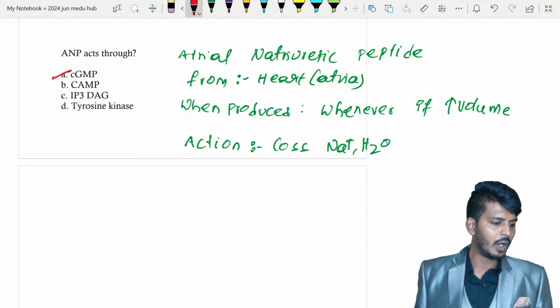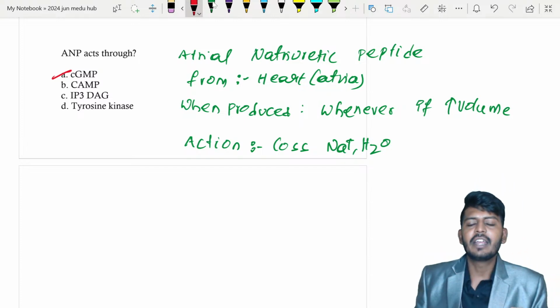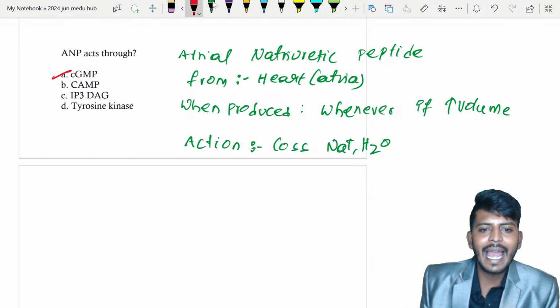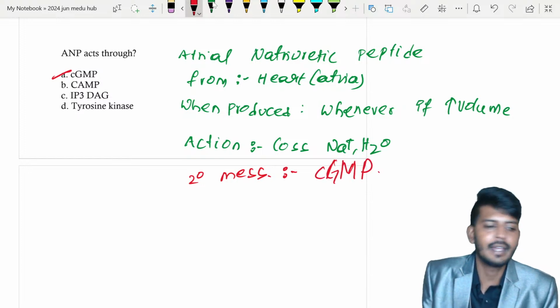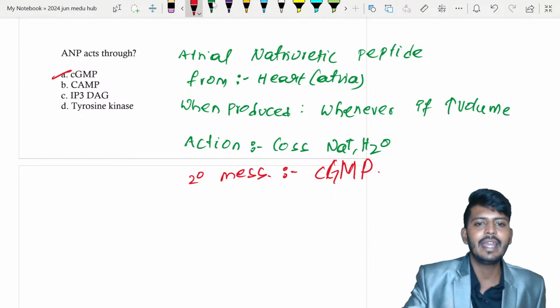All right. So the action will be loss of H2O and sodium. What is its secondary messenger? All of you already said it, cGMP. No problem, let's move ahead.